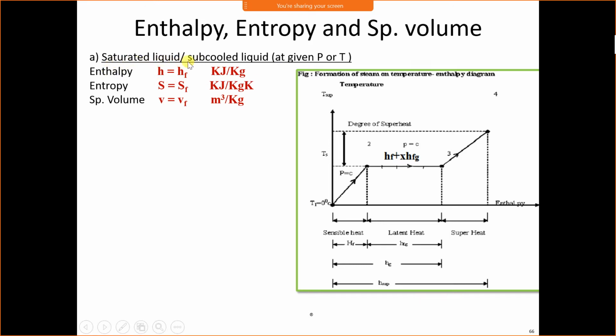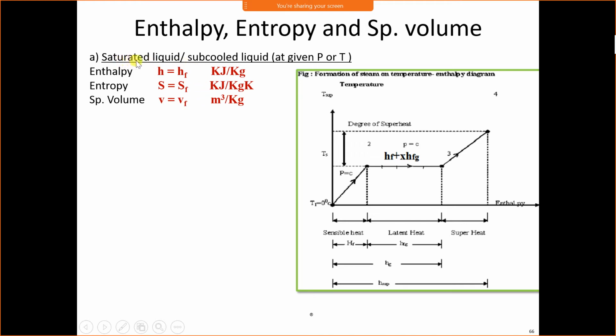If the water is subcooled or saturated, and we want to find enthalpy, entropy, and specific volume. Consider only that it is water, whether it is saturated or subcooled. Whenever we need to find enthalpy, entropy, and specific volume, either pressure or temperature should be given. Either pressure or temperature, not both. Only one. Then from the steam table we can take these values.